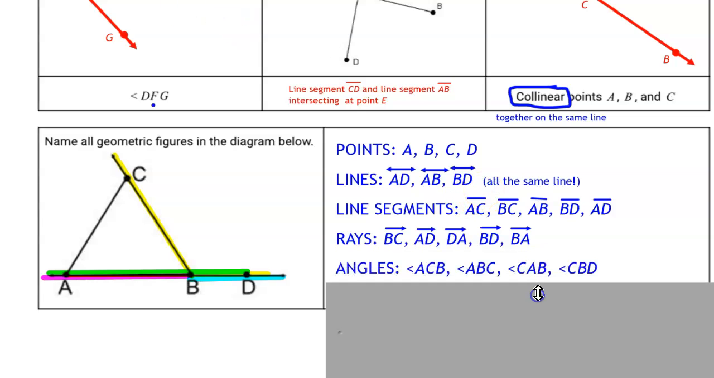And after that, I identified all the angles that I could see: ACB, ABC, CAB, and CBD. As a quick note, one of those angles, which is angle CBD, that's out here, this angle here. Make sure that when you're looking at a diagram, you identify all the angles, not just the angles that are inside a shape, a two-dimensional shape, but also the ones outside.